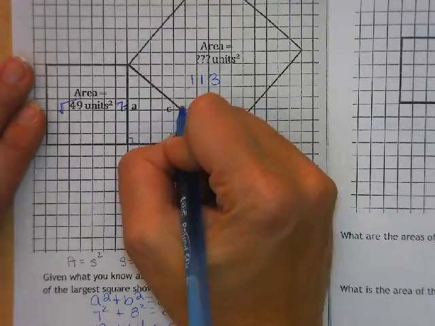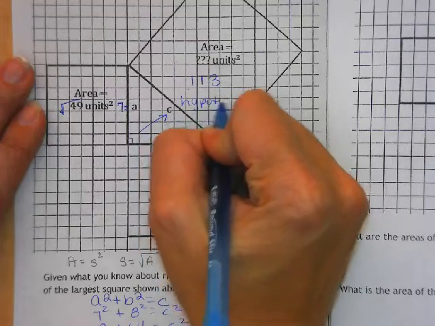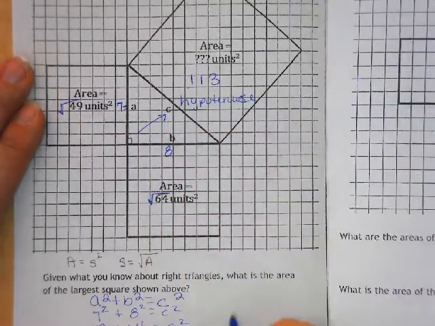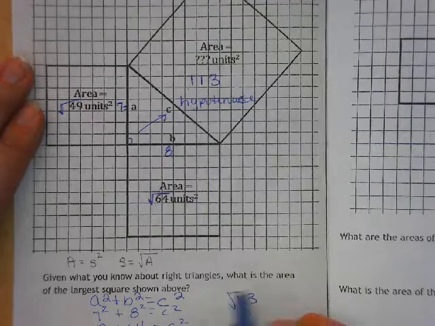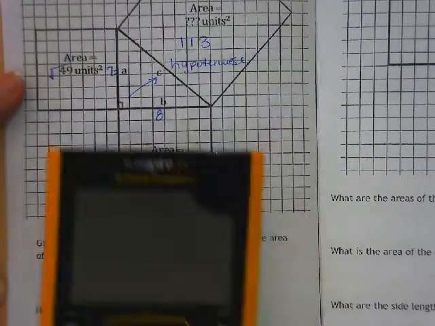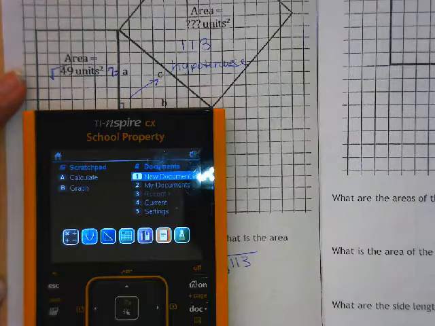Now, that is not the length of the, what do we call this side? That is not the length of the hypotenuse. If you did 113 square rooted, and you can use your calculator for that, it would be what?